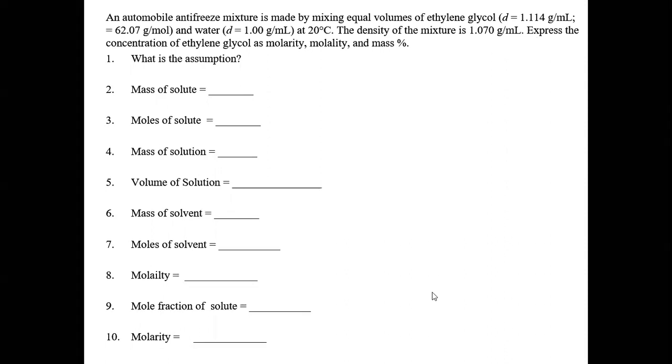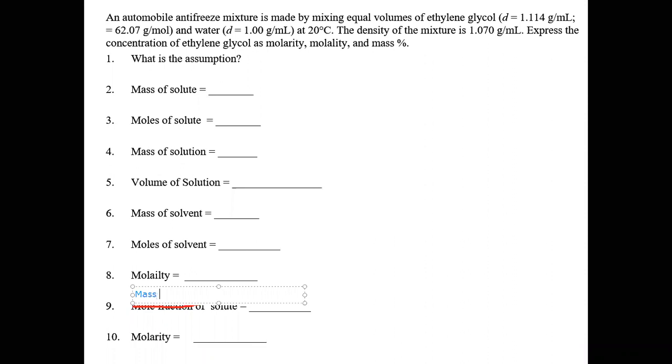So we'll make one correction here. Instead of mole fraction, we're going to put mass percent of solute.